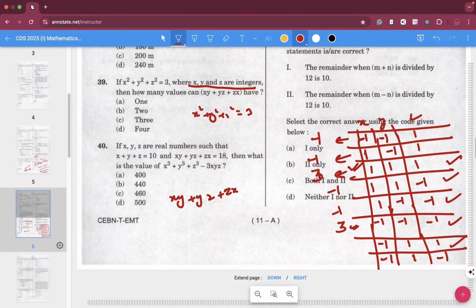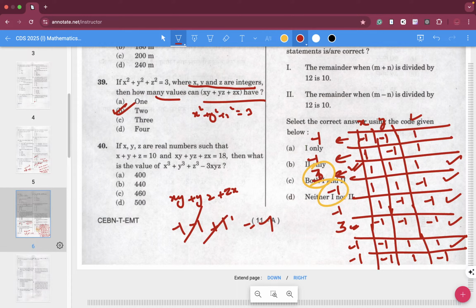Now we'll check for this one, -1 into -1, -1 +1 -1. This one also gives you -1, right? Now xy, yz: this one is giving me -1, and this one is giving -1, minus, minus, +1. This one, 1, -1. So you see we have only two values possible over here. One is 3, another one is -2. So how many values can this have? We can have only two values over here, folks.